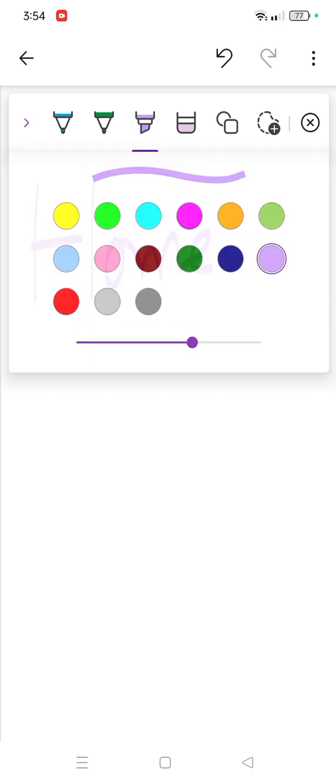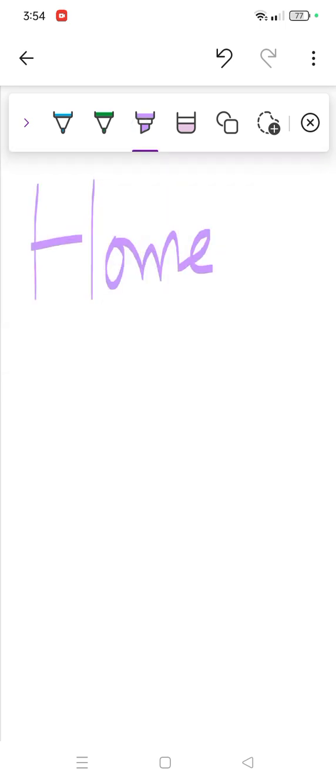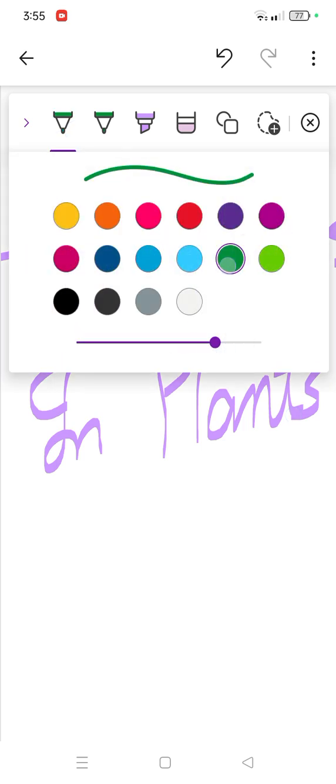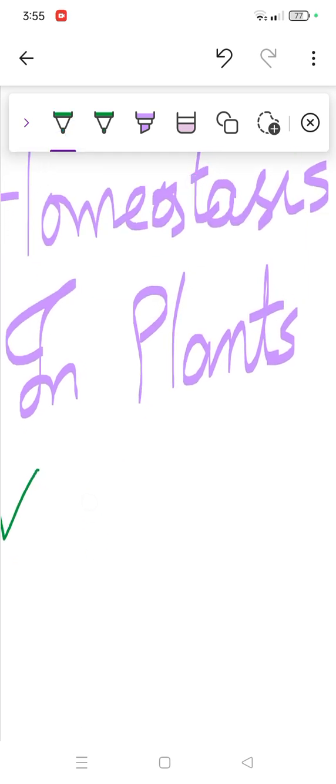So in this video we are going to see about homeostasis, which is another aspect of our forms and function plan. So homeostasis and plants. Homeostasis. So let's see what's written here. So first thing, this word homeostasis. What does this mean?